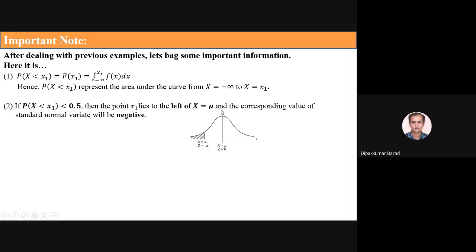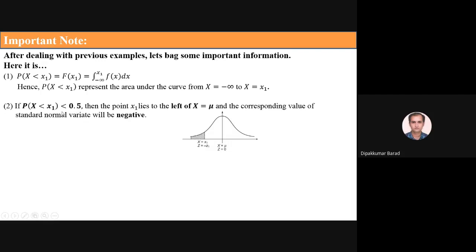See, for the standard normal variant, this is your z equal to 0. So whatever z you get here, which is z equal to minus z1, is negative. And this is because this region is 0.5. If it is greater than 0.5, then from minus infinity to x1, which is greater than 0.5, it covers this whole portion and then another part here, which is not the case here.